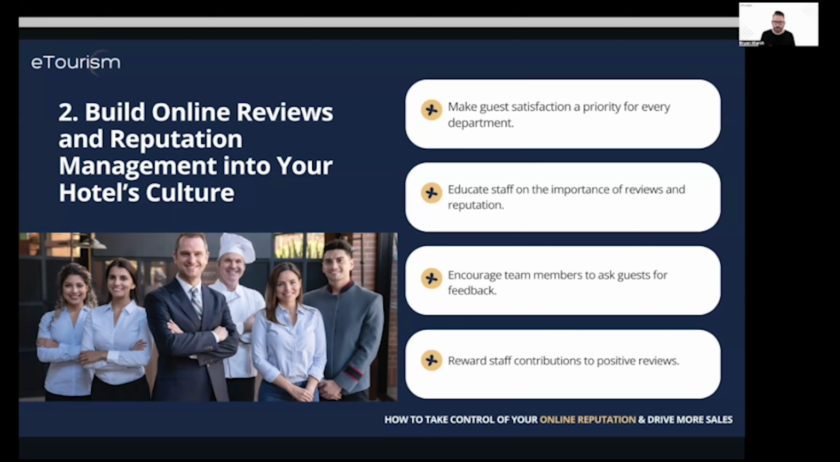Educate staff on the importance of reviews and reputation. Some staff would have no idea how a negative review can impact your business. Encourage team members to ask guests for feedback. Empower them to do this. Usually, groundskeepers, cleaners, people that are interacting with your guests.